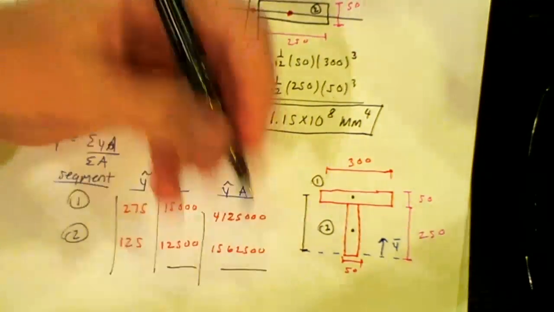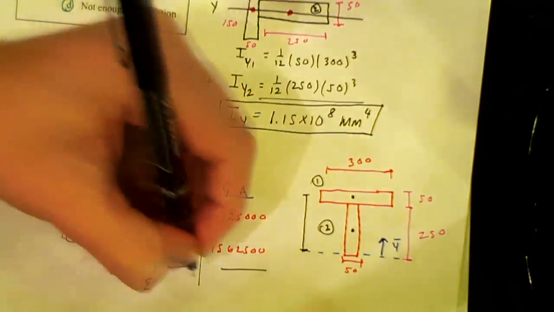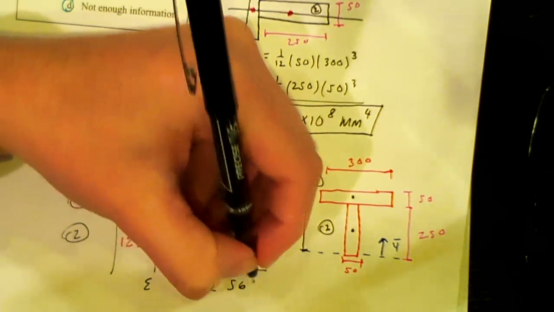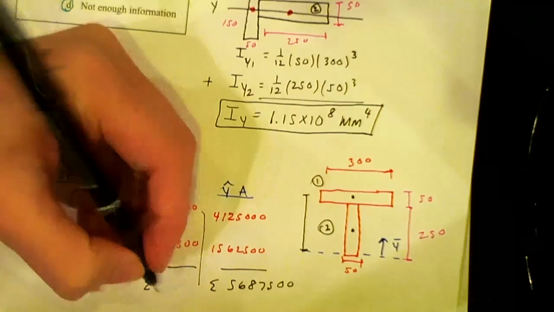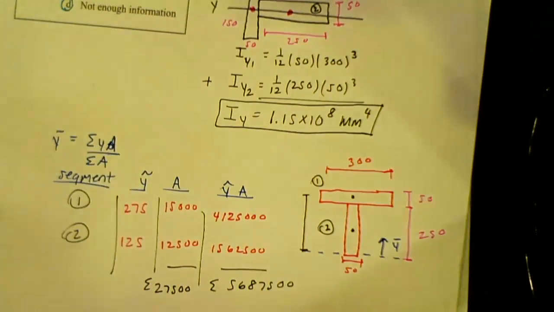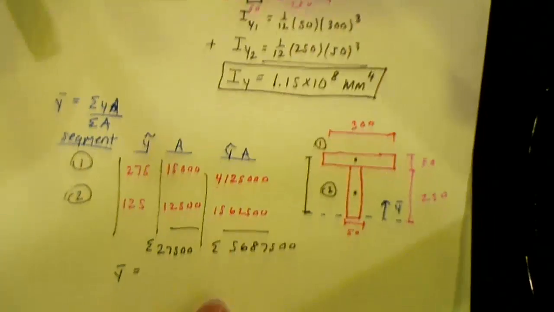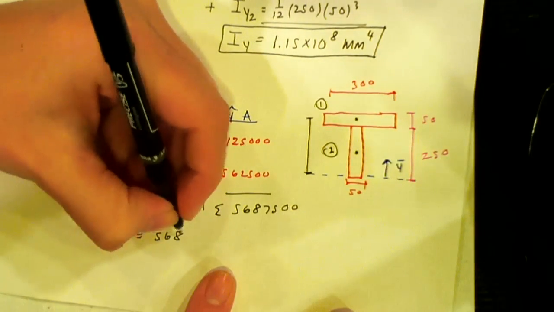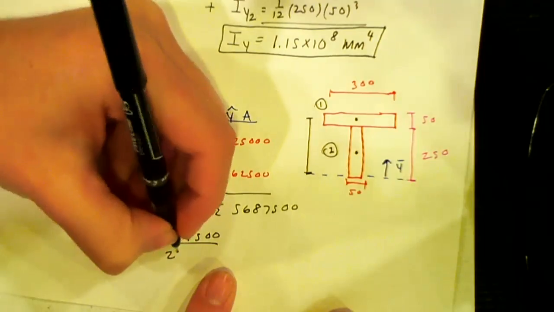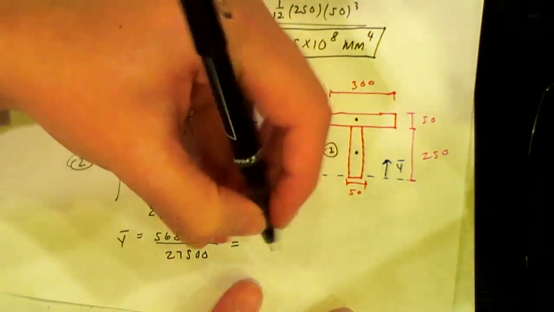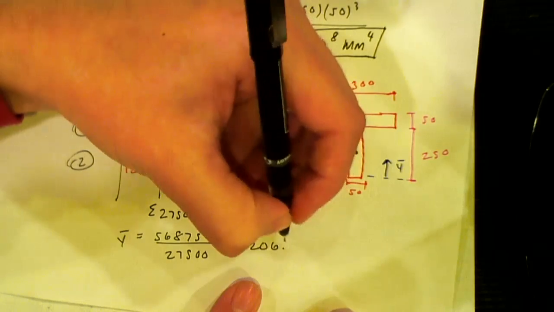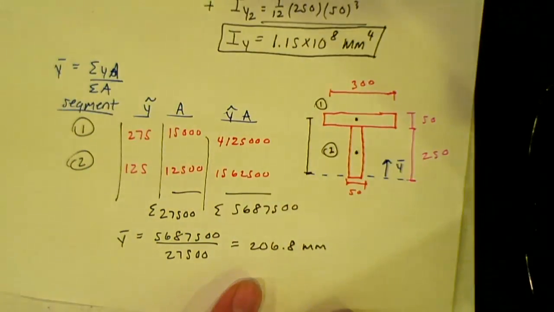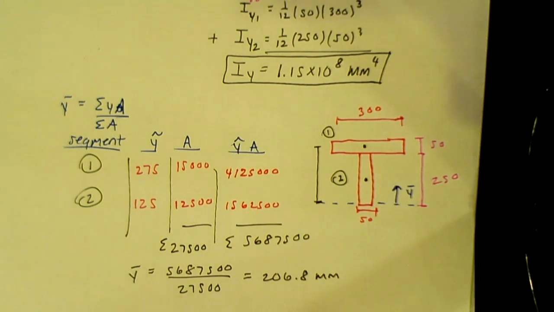I need to add up A and y tilde A. So this is 5687500, and this one is 27,500. So my y bar is 5687500 over 27,500, which is 206.8 millimeters measured from the bottom. And this value does make sense. I need another piece of paper.